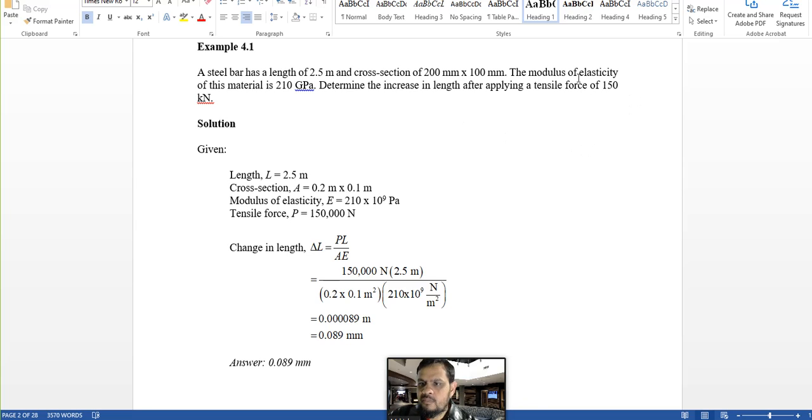And then modulus of elasticity 210 giga. I believe you know what giga is. Giga means 10 to the power 9. 10 to the power 6 is mega. 10 to the power 3 is kilo. 10 to the power 9 is giga.